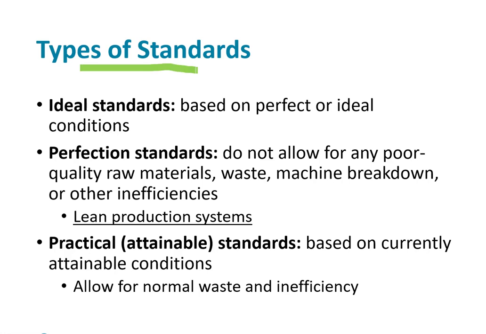So there are different types of standard costs. There's the ideal standard cost based on perfect or ideal conditions. There are perfection standards that do not allow for any poor quality raw materials, waste, machine breakdown, etc. And that's, of course, what we use in our lean production systems when we were talking about all of that in a different chapter.